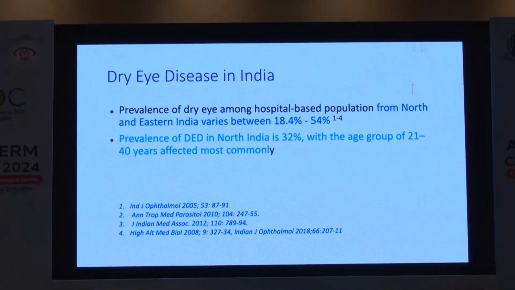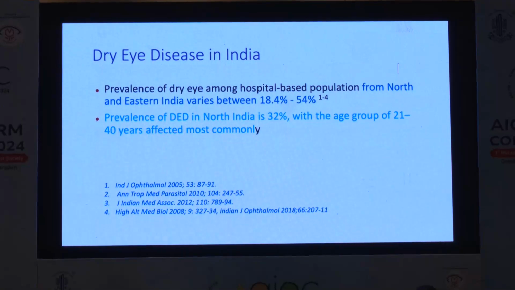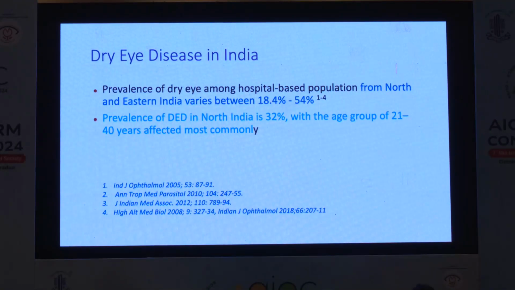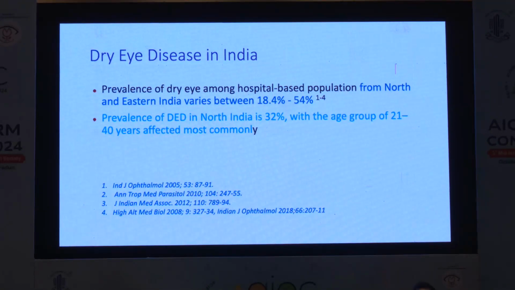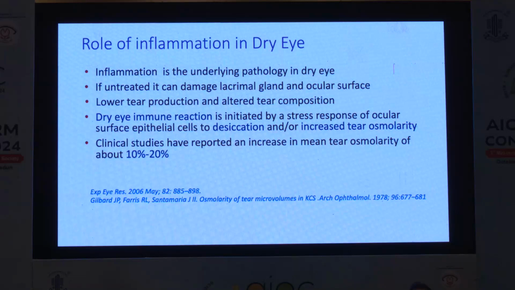And this was in the hospital, that means it was at a tertiary eye care center. Both of them were tertiary eye care centers, but in general, I think it is much more than this. So this is the study which was published, and we looked at the moderate and the severe dry eye disease incidence, and we found that close to 30% of our patients were having dry eye disease.